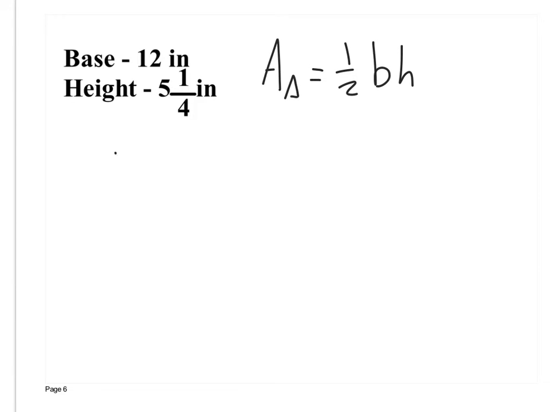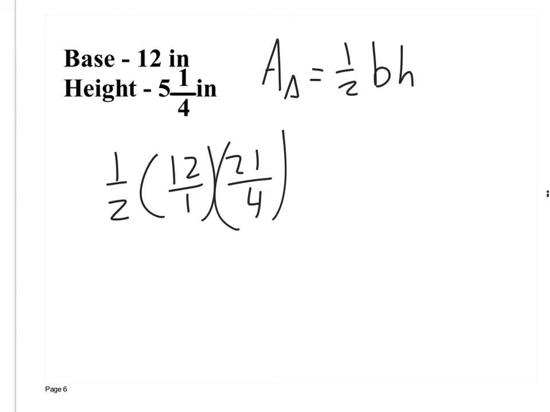So then I just plug in what I know. 1/2, okay? The base is 12, which I write as a fraction, 12 over 1. What do I know about multiplying mixed numbers? Can I multiply mixed numbers? No, I have to change them to improper fractions. So I take 5 times 4 plus 1, so that would be 21 over 4. Now I can multiply it out. Does anything cancel? Yes. The 4 and 12, I can take 4 out of 4 and get 1, 4 out of 12 and get 3.